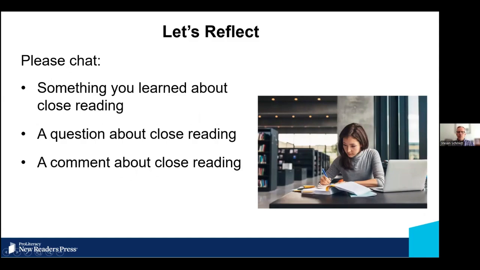Let's reflect a moment. So I want to invite you, please, to chat, or again, if you're feeling talkative today and would like to unmute and express your feelings out loud, feel free to do so. I would like you to please put in the chat a reflection on something you've learned about close reading, something we've talked about, or maybe you do close reading all the time and you have a gem of wisdom to share, a question maybe that's come up so far in the overview that I've done about it, or if you have a comment about close reading, go ahead, please and put that in a chat.